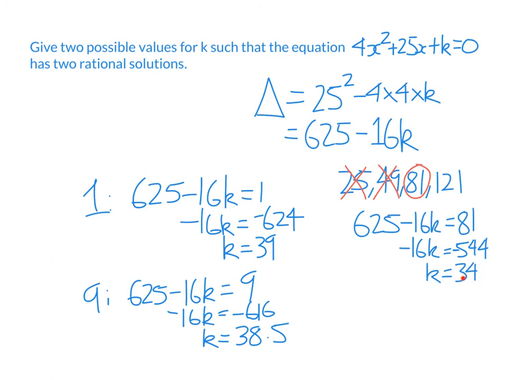If k is 34, then the discriminant will be 625 minus 544, which is 81. If k is 34, the discriminant is 81, which is a perfect square, and so there will be two rational solutions. I don't need to find them because the question didn't ask me to.